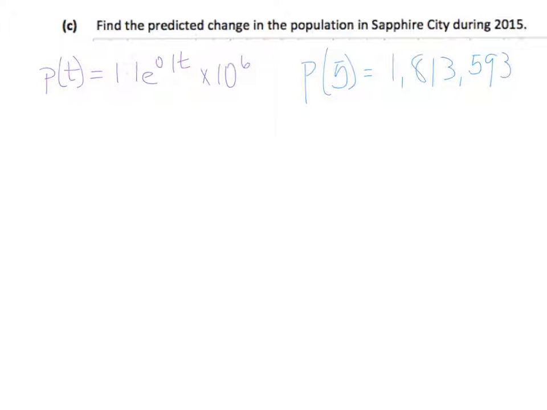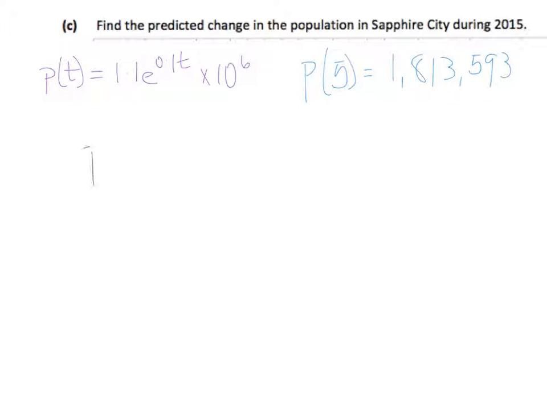Okay, so here in part C, we're asked to find the predicted change in the population during 2015. So here I'm rewriting the function again, and also my solution to part B, P of 5. So that was the population at the beginning of 2015. Now I know if I got the population at the beginning of 2016, that would help to give me the change during 2015. I could just subtract the two away from each other.